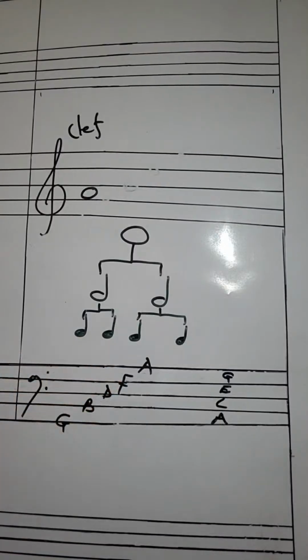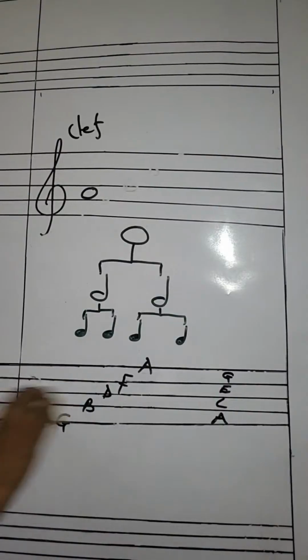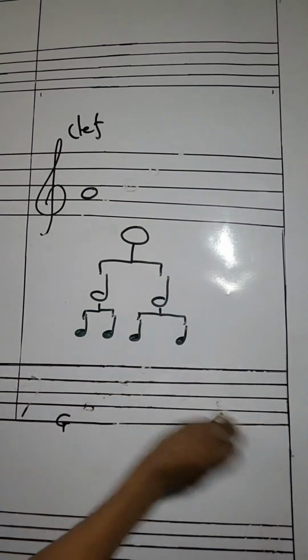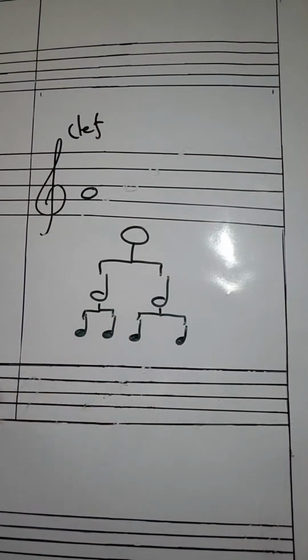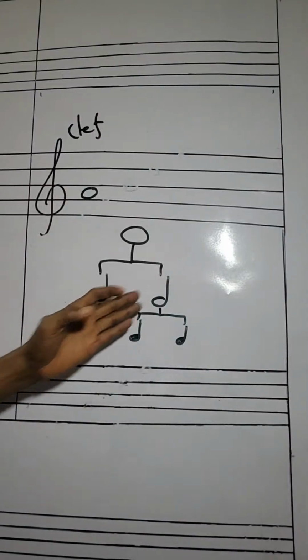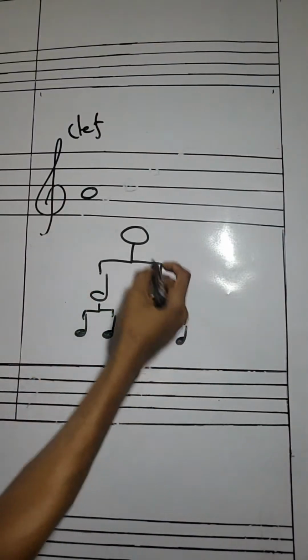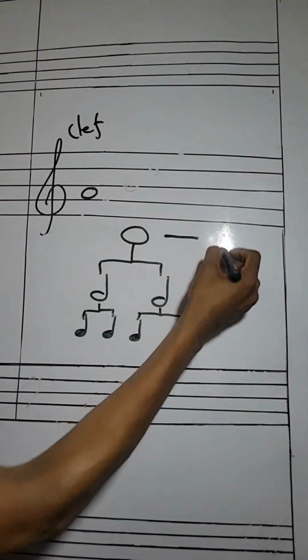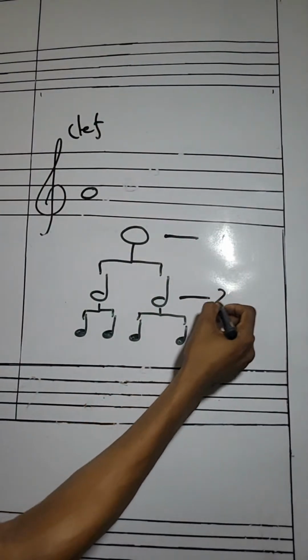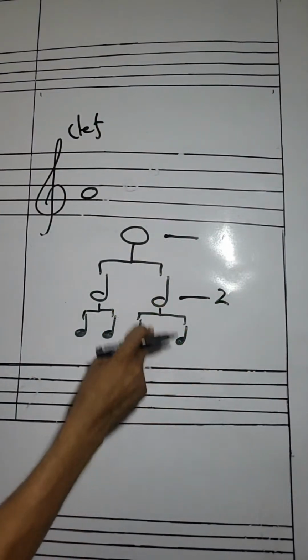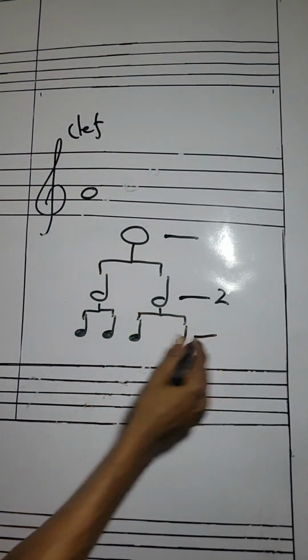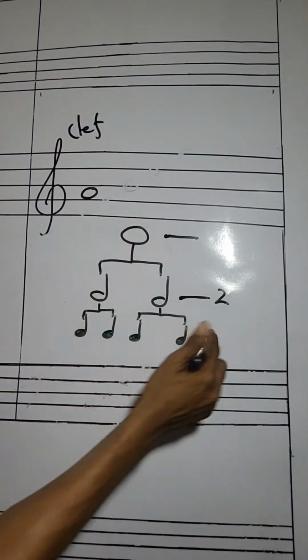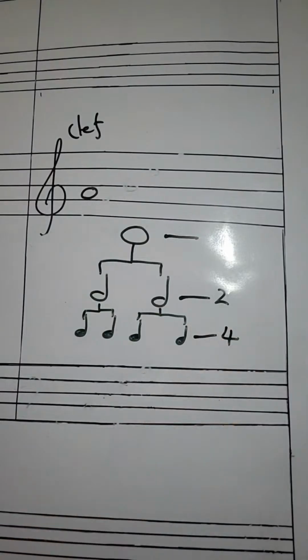We have 4 crotchets under it. You can now see that just one minim has given us 4, and that is why this is called a half note, because you can see that one of these had made 2 of these, and one of these also is making 2 of these. That means one of these is equal to 4 of these, and this is why this is called a quarter note.